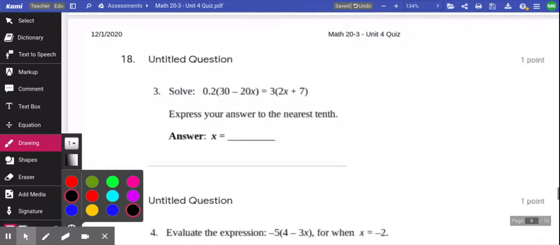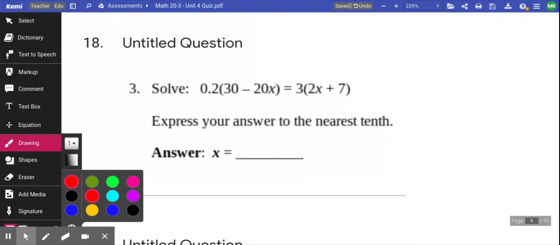Number 3. Again, we got those brackets. So to get rid of brackets, we multiply in. 0.2 times 30 is 6. 0.2 times 20 should be 4x equals, multiply this 3 into the brackets, becomes 6x. 3 times 7 becomes plus 21.